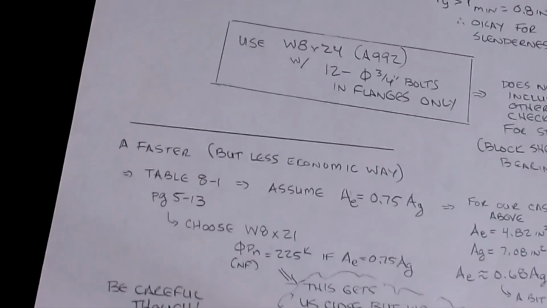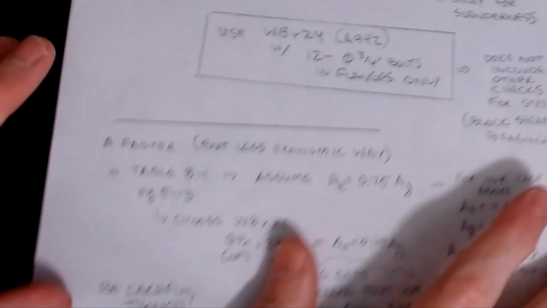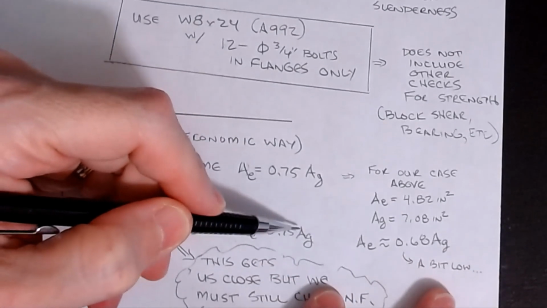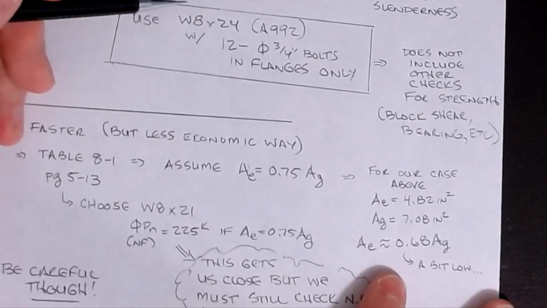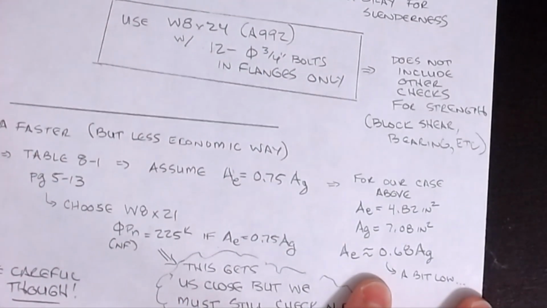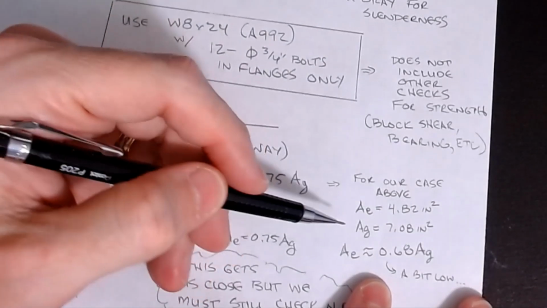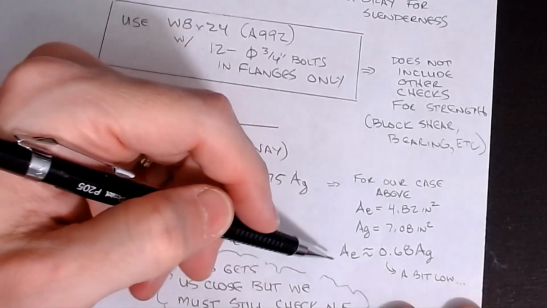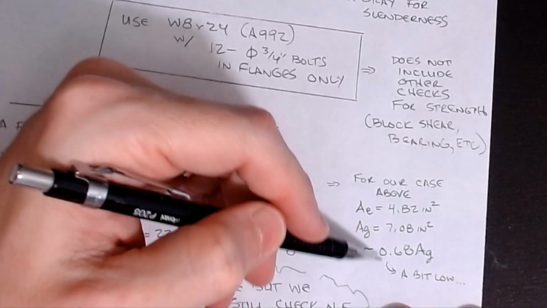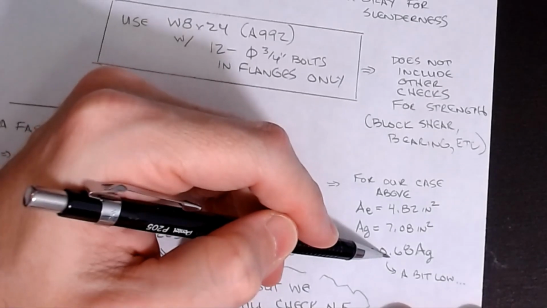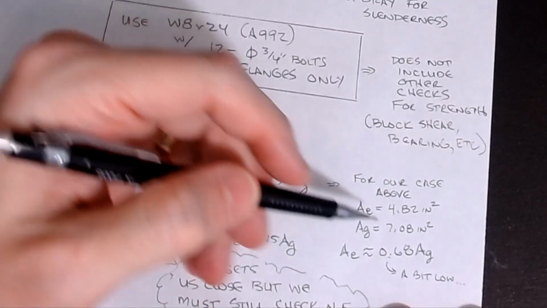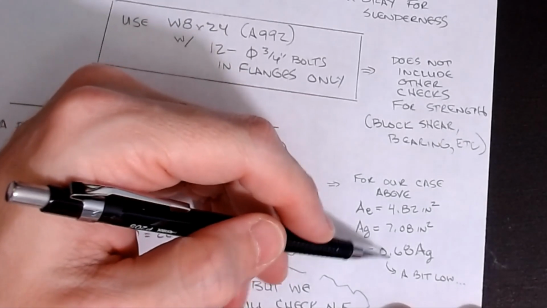So just for posterity, that's what I'm looking at, but that assumed effective area was 0.75 times the gross. Now, for our case above, my effective area we said was 4.82, and my gross area is 7.08. The ratio of effective to gross area is then about 0.68. Okay, so we're a little bit lower than what that table assumes. So whenever this number is lower than what's in the table, it generally moves you up a size or two as well to meet that. I'm close to 0.75, but I'm not quite there, so we're a bit low.